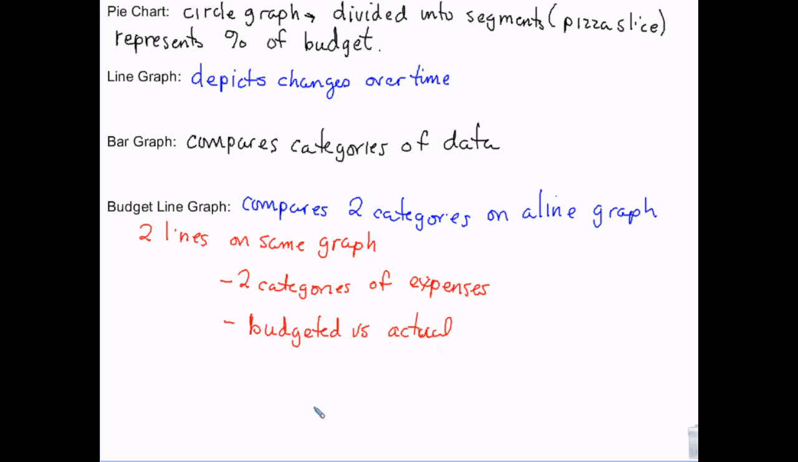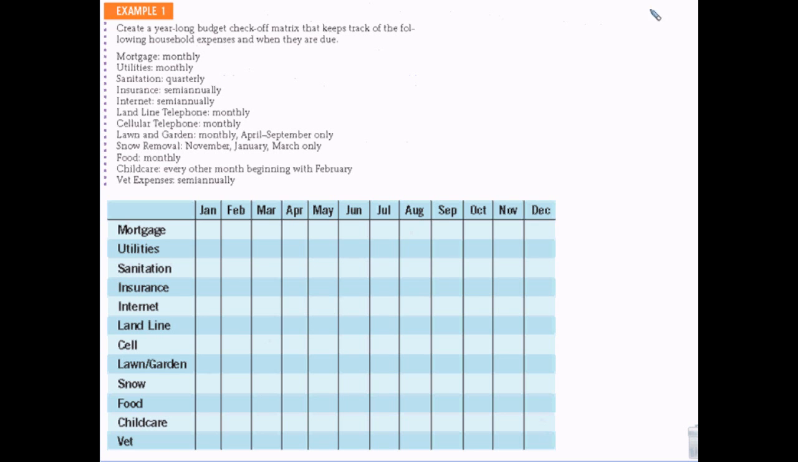So let's say you budget, I'm allowed to spend $50 this month on entertainment, but then you actually spend $55. You might keep track of things like that, budgeted versus actual, so that you can see where you need to make changes. Things like that. So this allows you to compare two categories at once, trending over time on the same graph, just different color lines. Any questions?